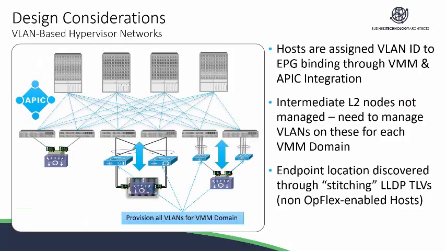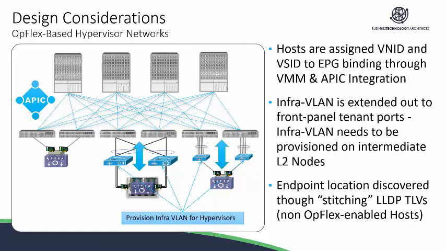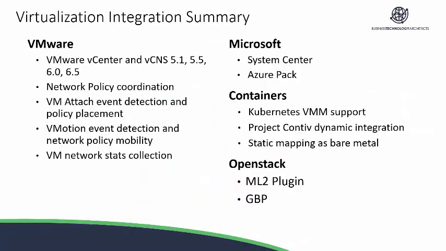Design considerations: hosts are assigned a VLAN ID to EPG binding through the VMM and APIC integration. Intermediate layer 2 nodes not managed need to manage VLANs on these for each VMM domain, and the endpoint location is discovered through stitching. And for OpFlex-based, the hosts are assigned a VNID and VSID to EPG binding through VMM and APIC integration. And here's the virtualization integration summary for each of these.